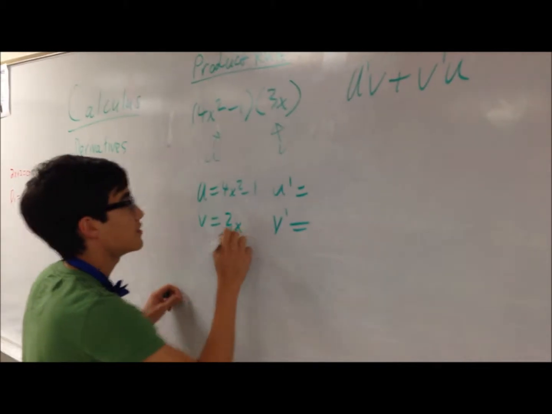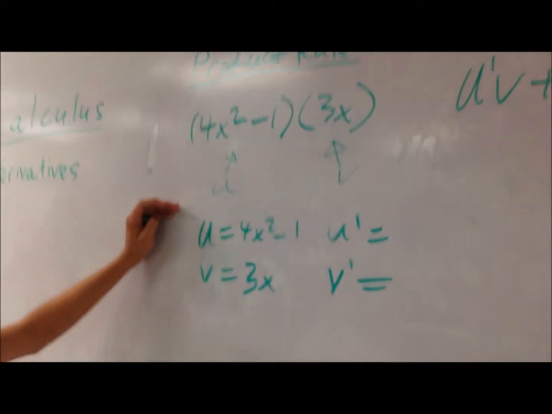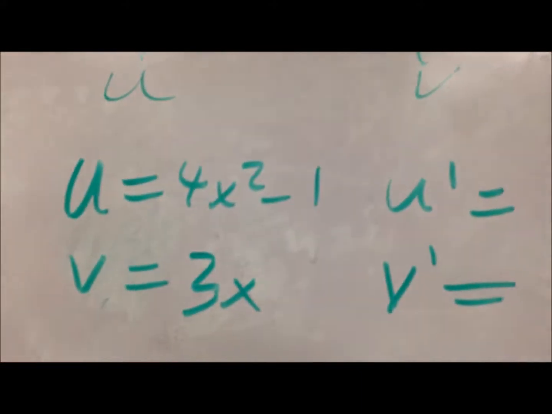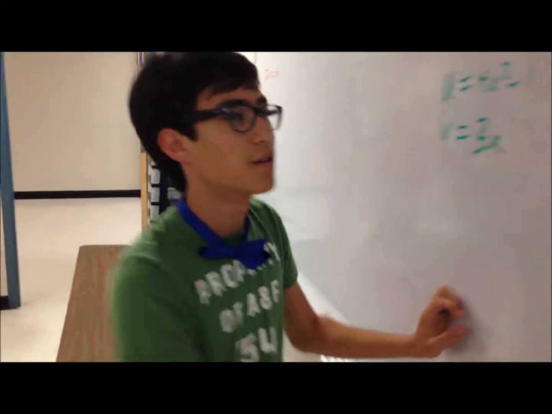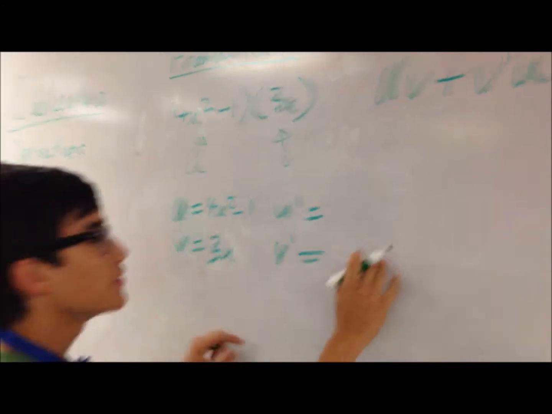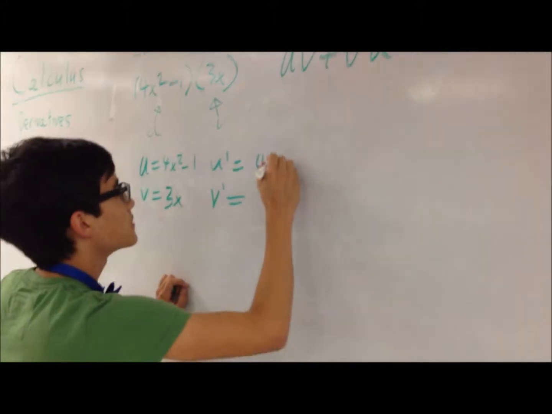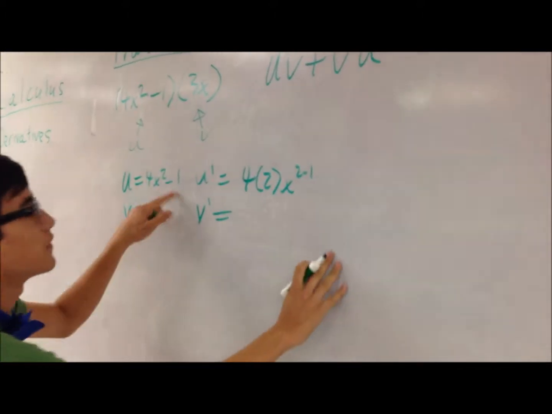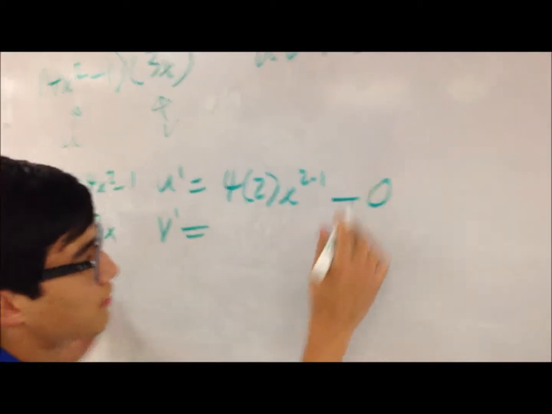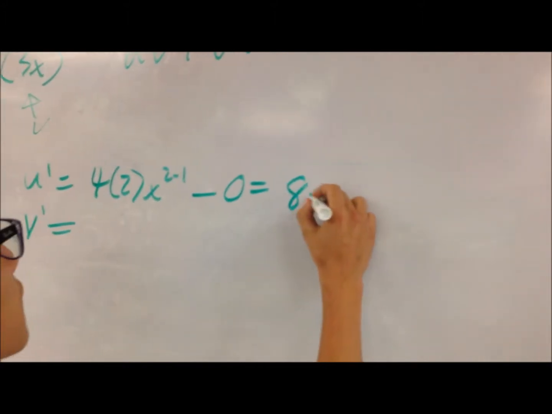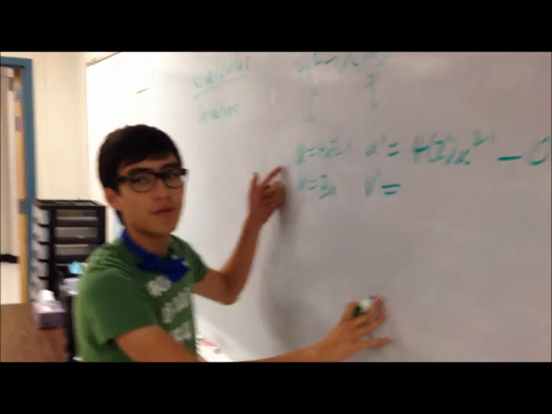Anyways, here are the 2 functions that we've identified, u and v. Now we're going to take the derivative using the power rule that you were taught earlier. First you're going to bring this 2 over, so let's go 4 times 2x to the 2 minus 1. The derivative of a constant is 0, so you get minus 0. And this will simplify to 8x. So that's your derivative of u, the u prime.